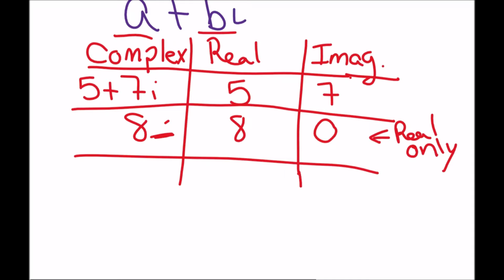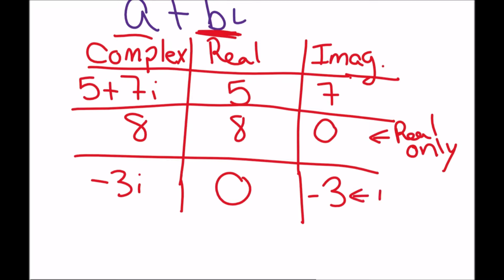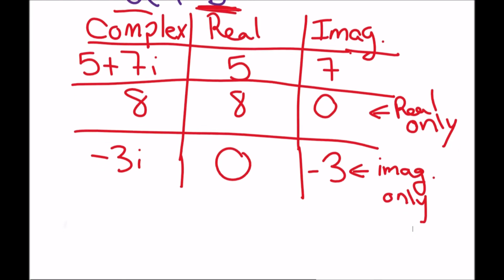And then if we go a little bit further, say we're given, let me just erase that so I don't confuse you. Say we're just given negative 3i. Well, that's only that b term up here. So we have 0 for the real and negative 3 for the imaginary. So this is imaginary only.